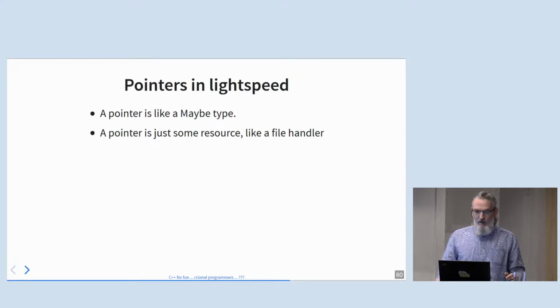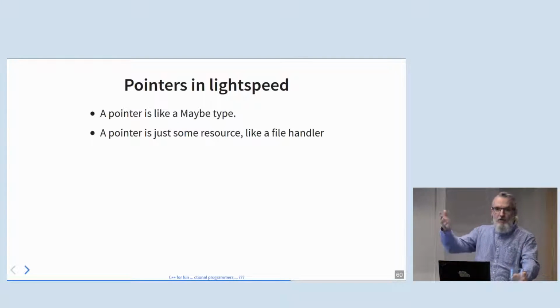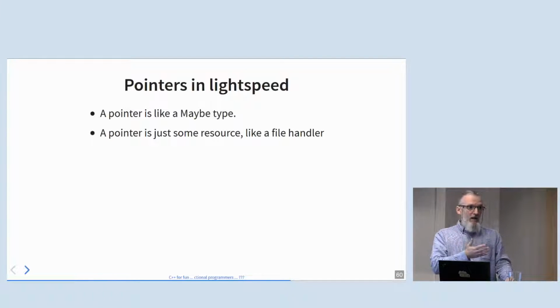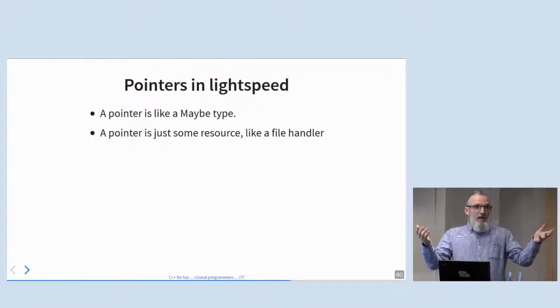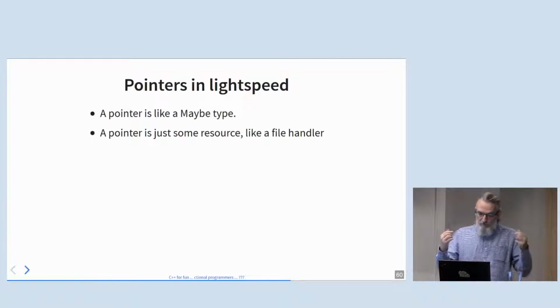But let's go with pointers in lightspeed. A pointer is like a maybe type. This is the simple thing. It can point to something or not, which is actually very nice. I mean, C++ has a vocabulary type for this. It's called optional. But a pointer still, if I give a function a pointer as an input, I know, okay, I get a resource. I don't own it. I can use it. And I can check if there is something or not. It's very nice. I know this.